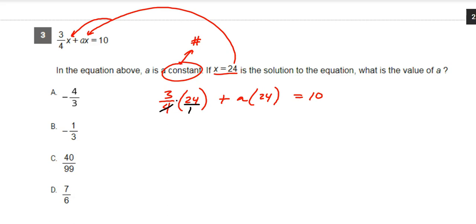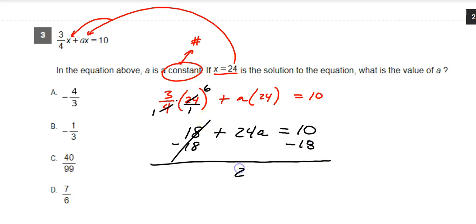I'm going to cross cancel. 4 goes into itself once. 4 goes into 24 6 times. Now I multiply straight across and I get 18 over 1. Plus a times 24 is just 24a equals 10. Now I'm just going to solve a 2-step algebra equation. To get a by itself, I'm going to subtract the 18 from both sides. And that gives me 24a equals negative 8. And then to get a by itself, I do the opposite of times. I divide both sides by 24.